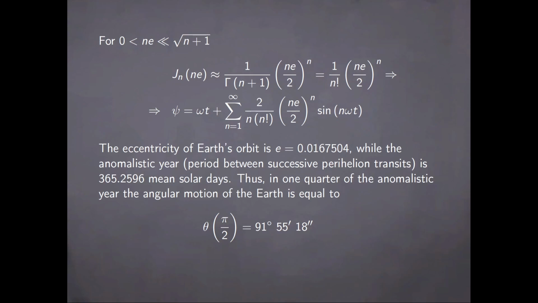As an example of its use, knowing the eccentricity of Earth's orbit to be given by the value here, and the anomalistic year, or the period between successive perihelion transits, to have this value, we can calculate, for example, the angular motion of the Earth in 1/4 of the anomalistic year. And it turns out, through the use of Kepler's equation, that this is equal to an angle of 91 degrees, 55 minutes, and 18 seconds.